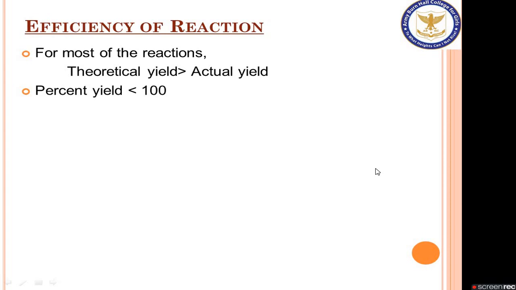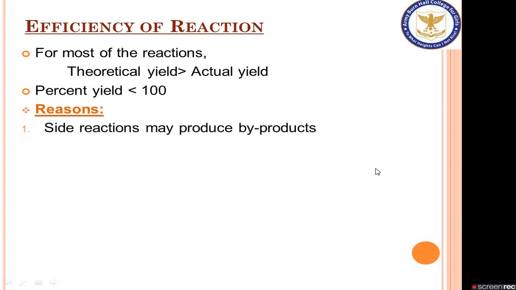So the actual yield may be less than the theoretical yield due to different reasons, and we have compiled the reasons. The first reason is that side reactions may produce byproducts. Along with the desired reaction, some side reactions are also occurring, so the amount of the desired product will be less in that case. The second reason is that some reactions are reversible. Reversible reactions never go to completion, so we are not getting the exact amount of product. So the actual yield will be less in this case also.